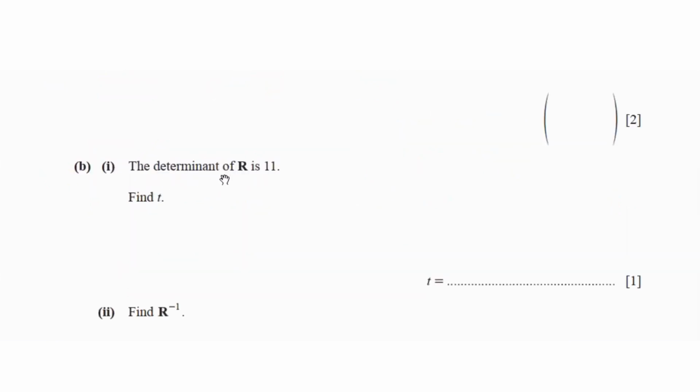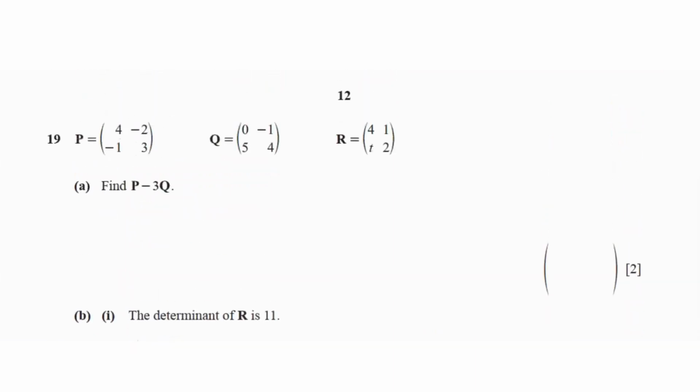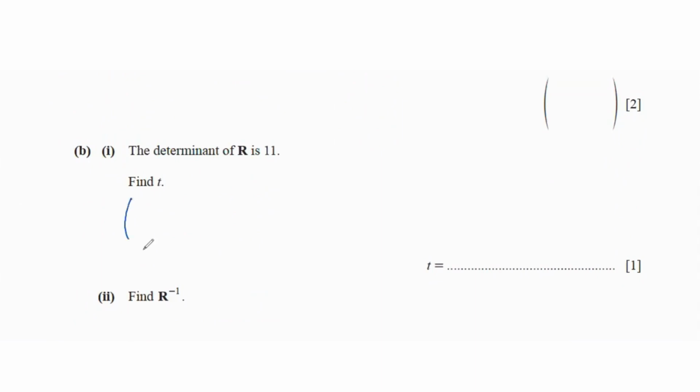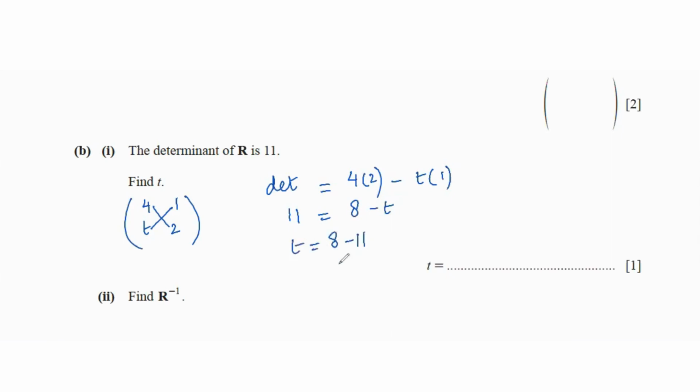Part B says the determinant of R is 11, find T. So R is 4, 1, T, 2. So for the determinant, what we do is we multiply diagonally and then find the difference. So that's going to be 4 times 2 minus T times 1, and this equals 11. So 8 minus T equals 11. T equals 8 minus 11, which is -3.